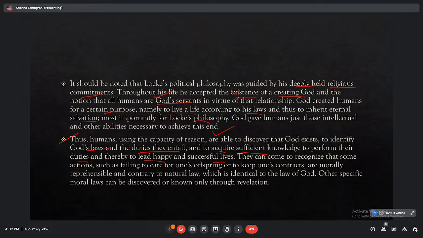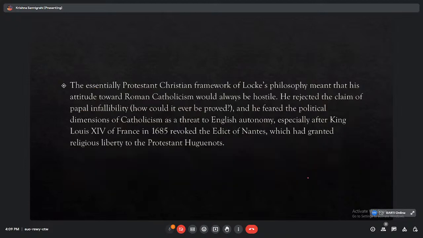So they can come to recognize that some actions, such as failing to care for one's offspring or keep one's contracts, are morally reprehensible and contrary, that is, going against natural law, which is identical to the law of God. So other specific moral laws can be discovered or known only through revelation. So the essentially Protestant Christian framework of Locke's philosophy meant that his attitude toward Roman Catholicism would always be hostile.